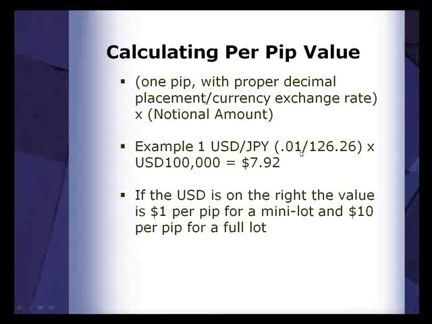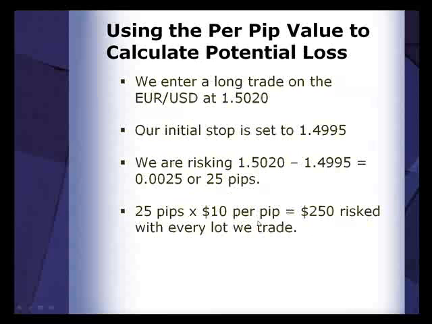So just to give you an example here, if it was the US dollar Japanese yen, we would go 0.01, 1 pip with proper decimal placement, divided by the currency exchange rate, 126.26, times the amount we're trading. If we were trading a full lot, it would be 100,000. So each pip in that case would be worth $7.92. Just a quick note here, if the US dollar is on the right-hand side of the pair, like it would be with the Euro US dollar, then the per pip value is always constant. For a mini lot, it'll be $1, and for a full lot, it will be $10.